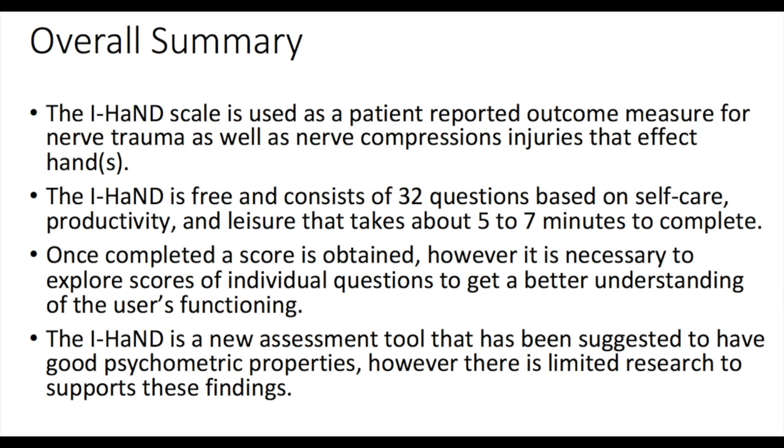Overall summary. The I-HaND scale is used as a patient-reported outcome measure for nerve trauma, as well as nerve compression injuries that affect the hand. The I-HaND is free and consists of 32 questions based on self-care, productivity, and leisure that takes about 5 to 7 minutes to complete. Once completed, a score is obtained. However, it is necessary to explore scores of individual questions to get a better understanding of the user's functioning. The I-HaND is a new assessment tool that has been suggested to have good psychometric properties. However, there is limited research to support these findings.